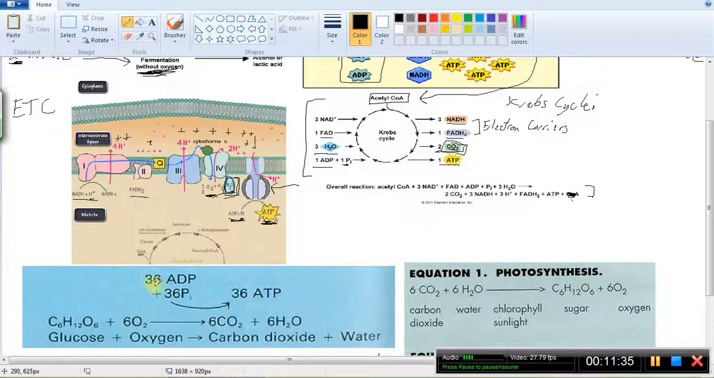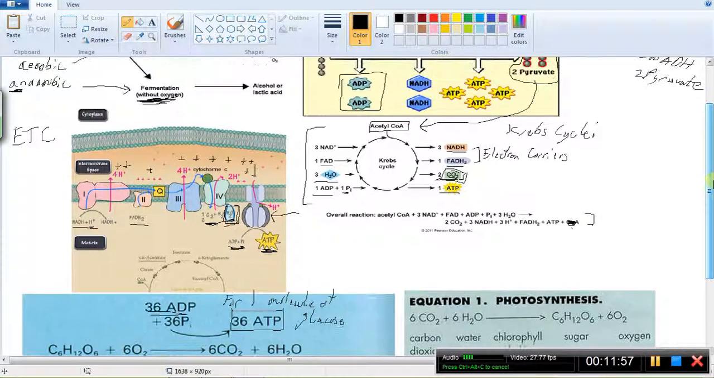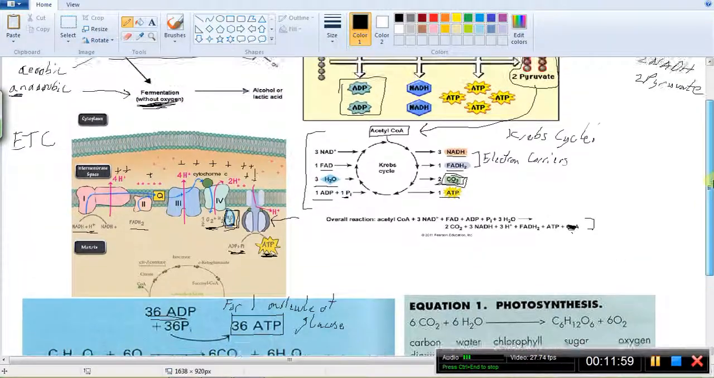And then of course we needed 36 ADP, and we get 36 ATP. And this is for 1 molecule of glucose. So for every 1 molecule of glucose, we get 36 ATP. And we can count that, right? We can count, so, how do we get 36 ATP?